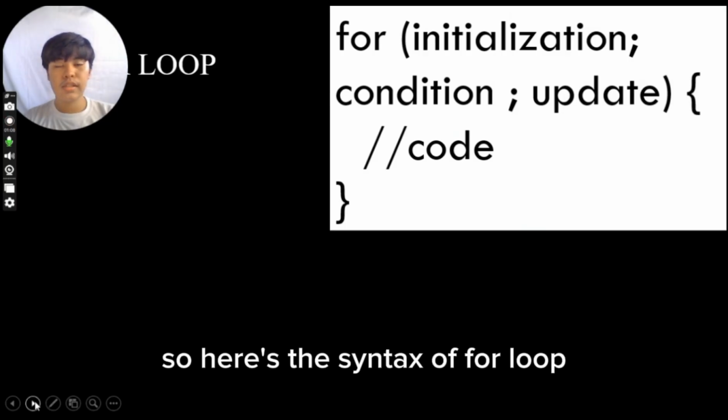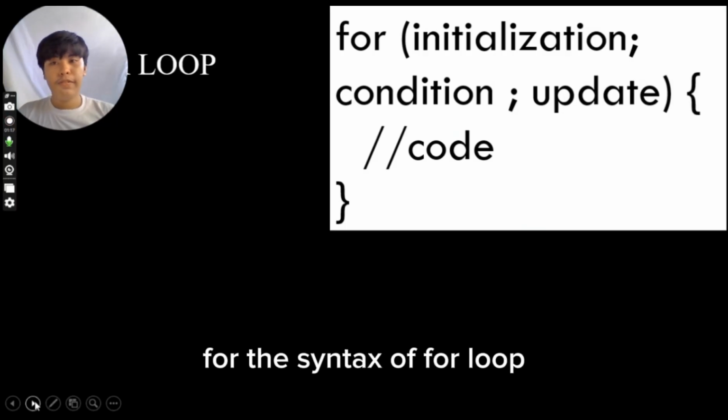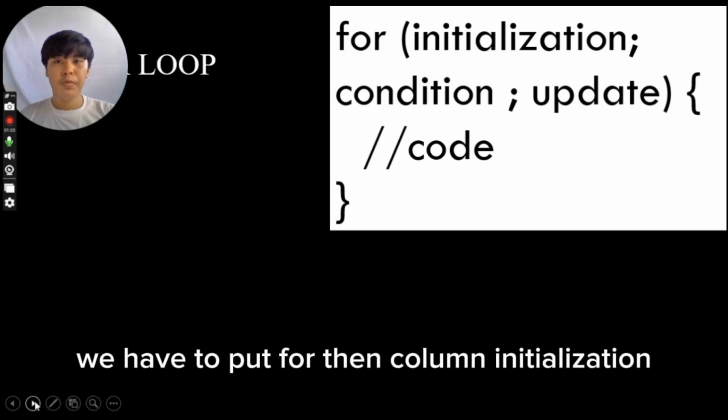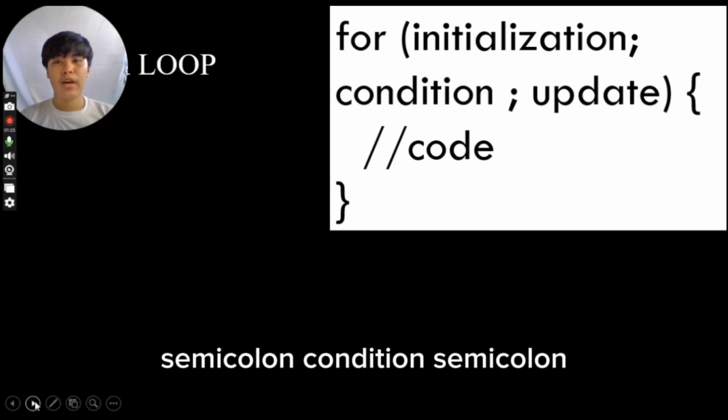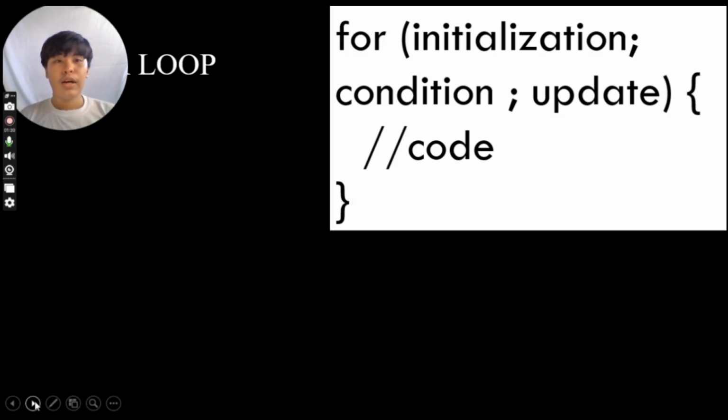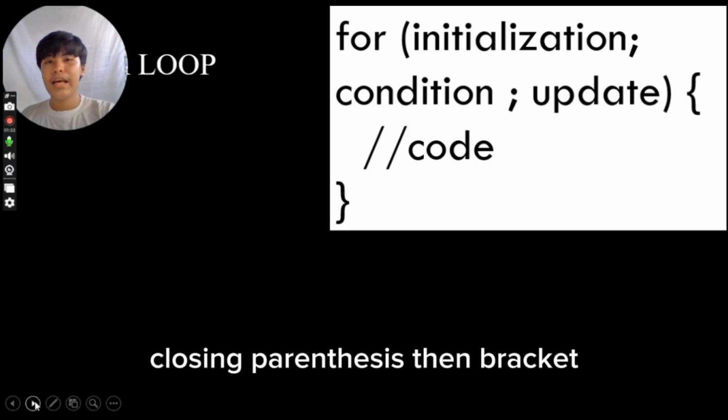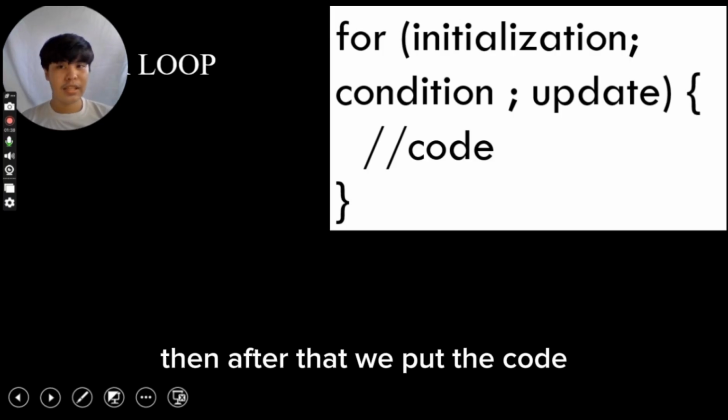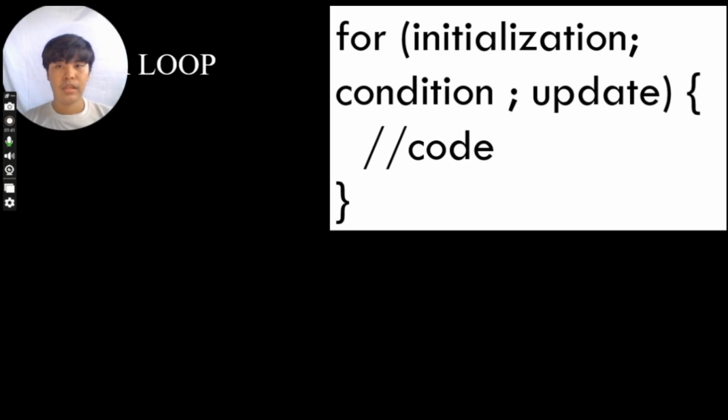So here's the syntax of for loop. For the syntax of for loop, we have to put for, then parenthesis, initialization, semicolon, condition, semicolon, update, closing parenthesis, then bracket. Then after that, we put the code, then closing bracket. Okay?